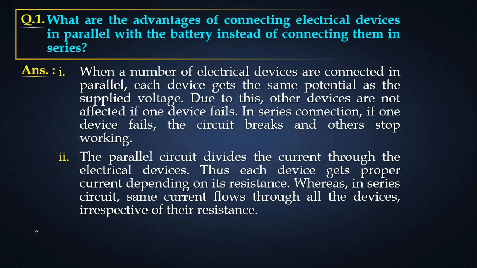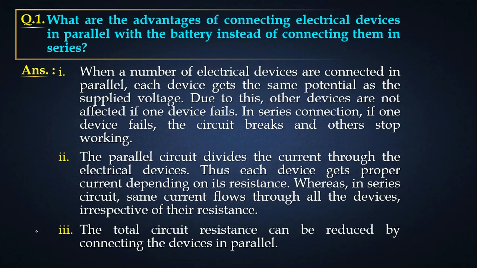The parallel circuit divides the current through the circuit's electrical devices. Thus, each device gets proper current depending on its resistance. Whereas in a series circuit, the same current flows through all the devices irrespective of their resistance. So the total circuit resistance can be reduced by connecting the devices in parallel. Is it right? Thank you.